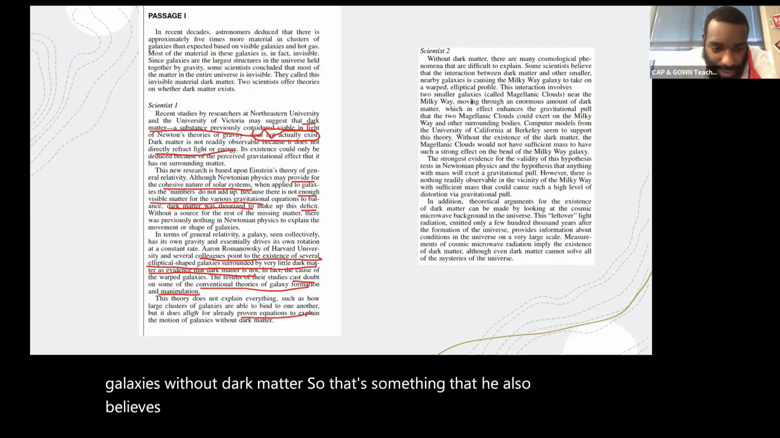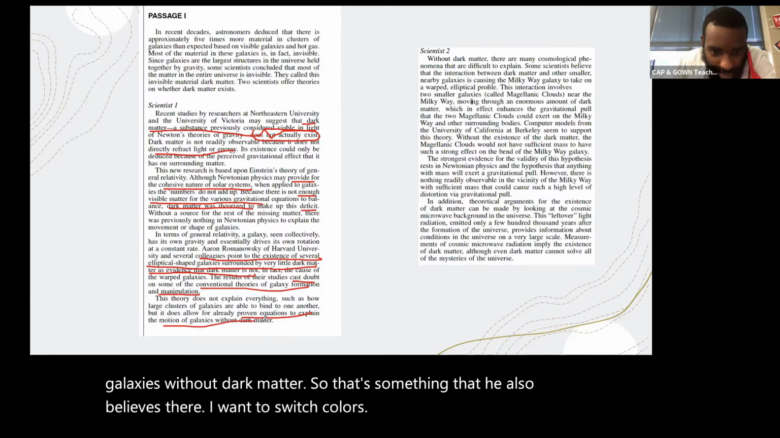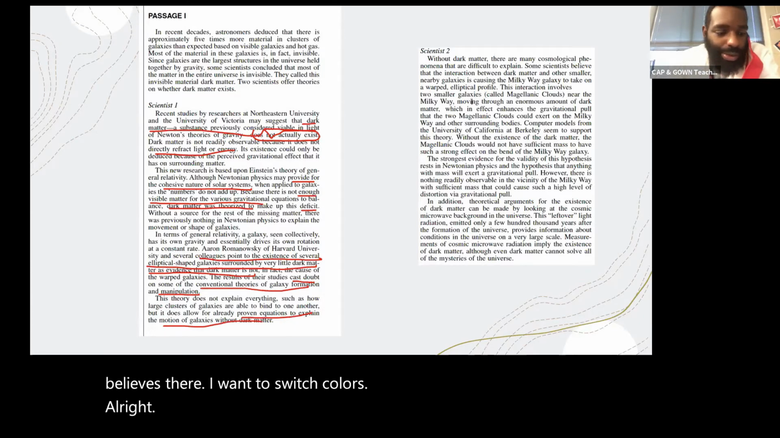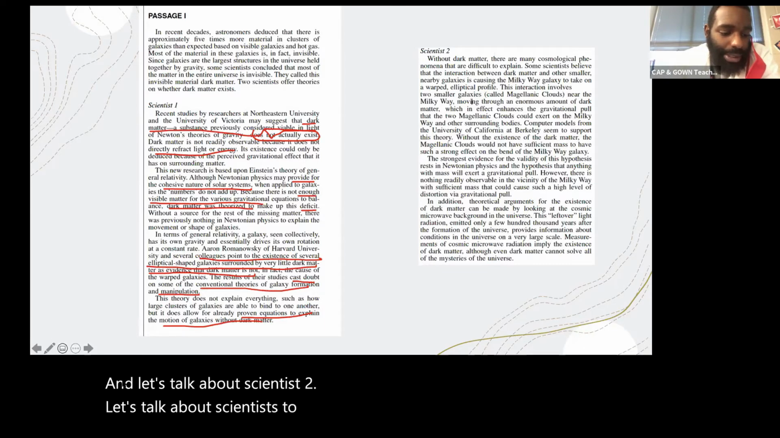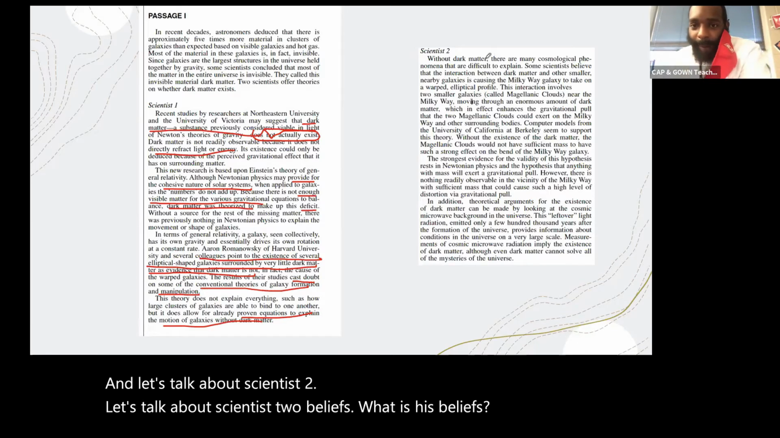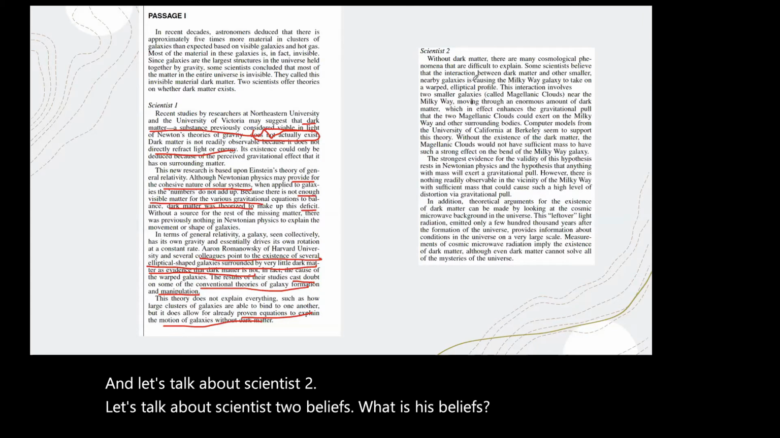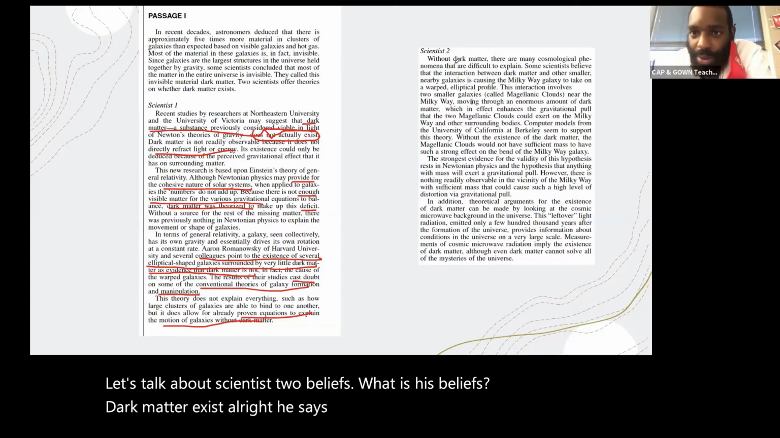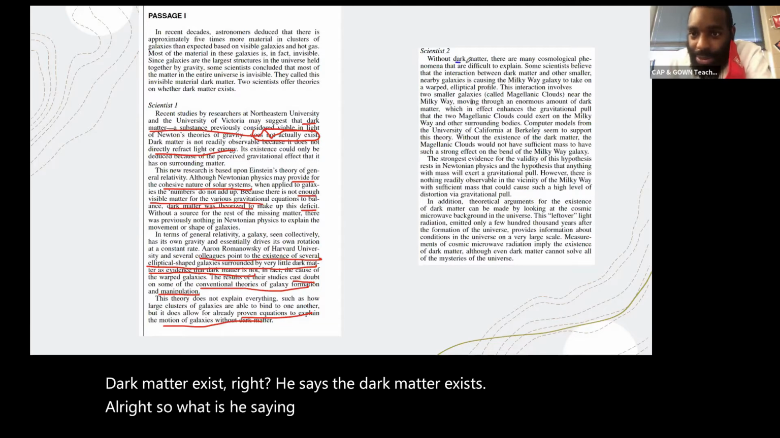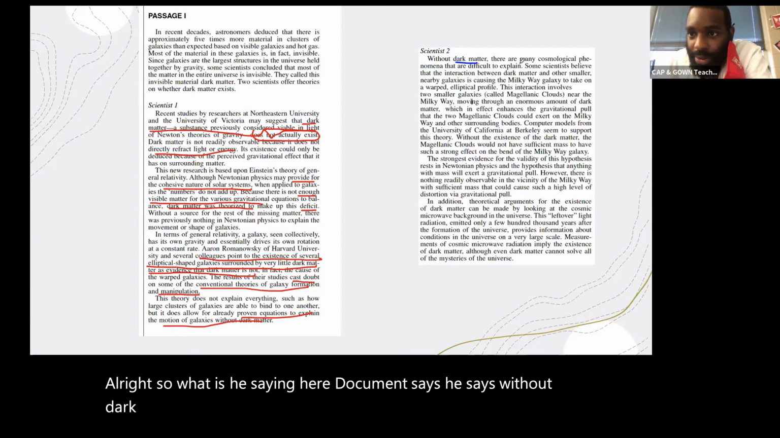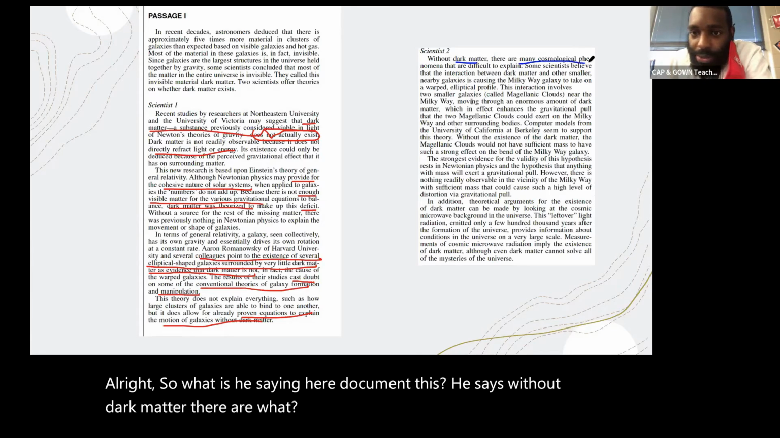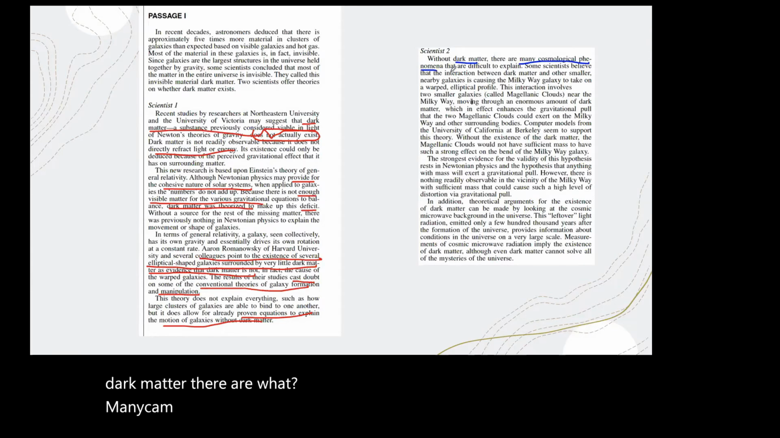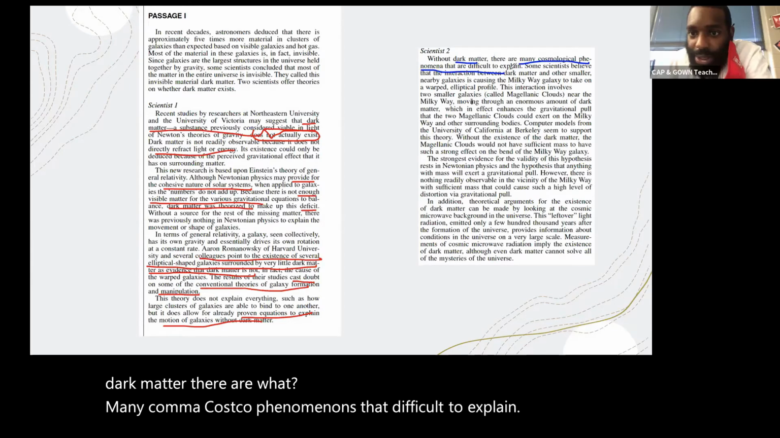I'm going to switch colors. All right, and let's talk about Scientist 2. Let's talk about Scientist 2's beliefs. What are his beliefs? Dark matter exists. All right, he says dark matter exists. So what is he saying here? He says without dark matter, there are cosmic phenomena that are difficult to explain. All right, what else is he saying here?